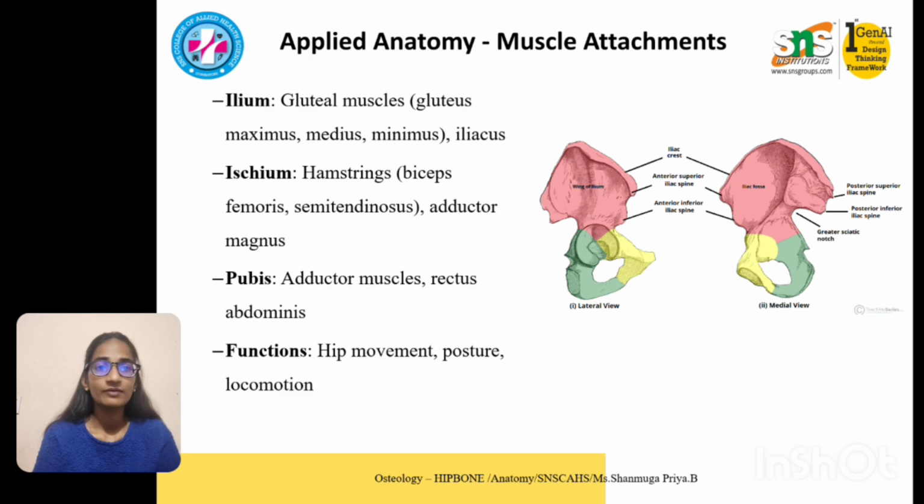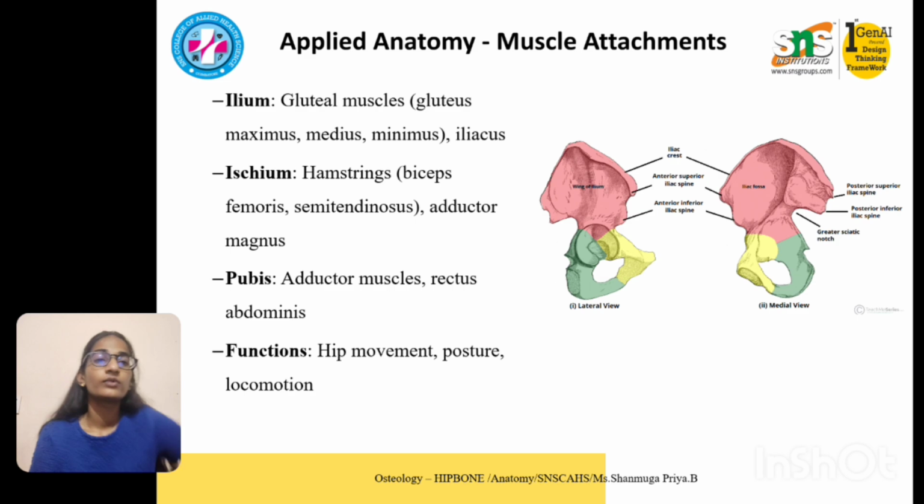On the ischium, we have hamstring muscles like biceps femoris and semitendinosus, and adductor magnus for thigh movement. And then on the pubis, we have adductor muscles for thigh adduction, and rectus abdominis for core stability. These attachments enable hip movement, maintain posture, and support locomotion.